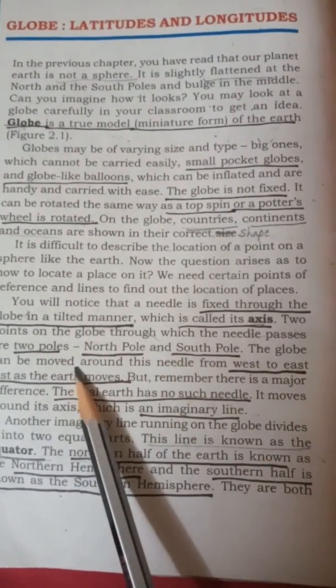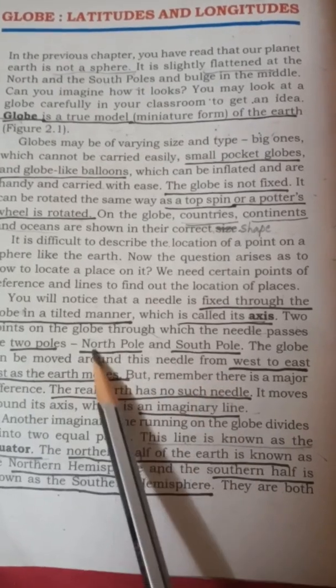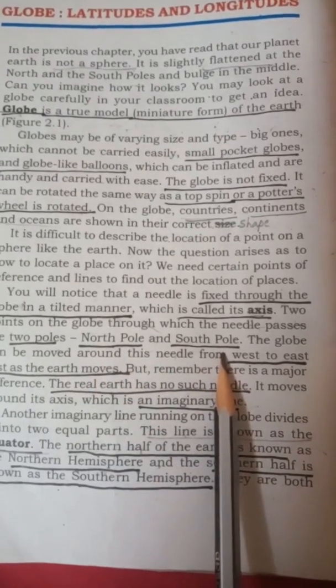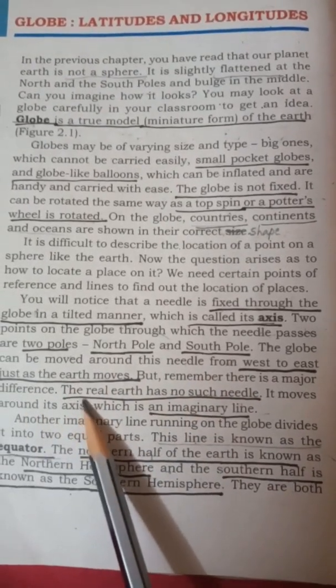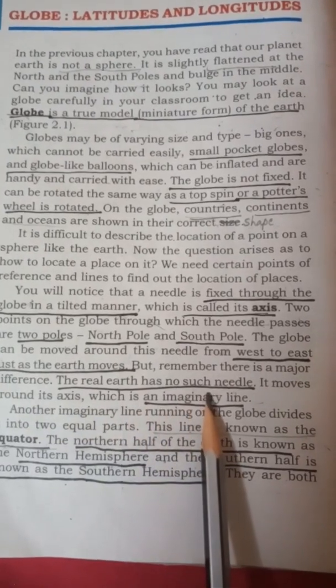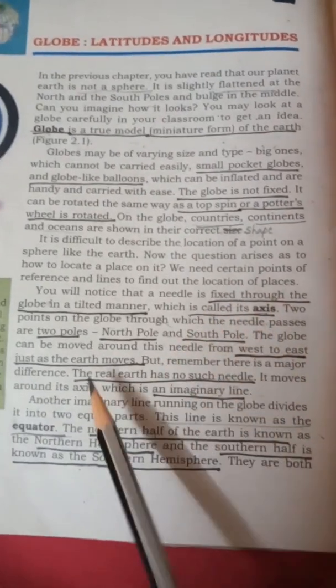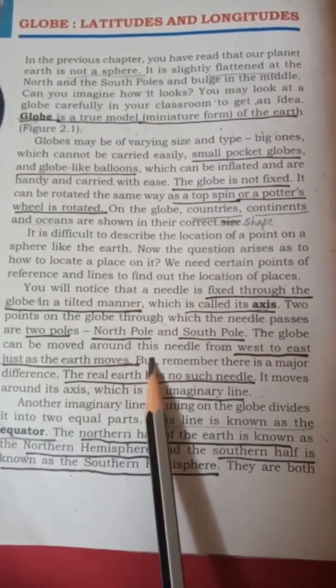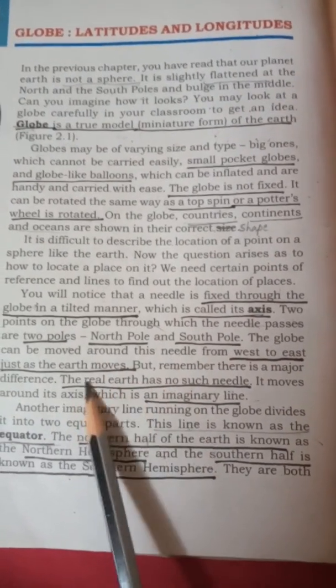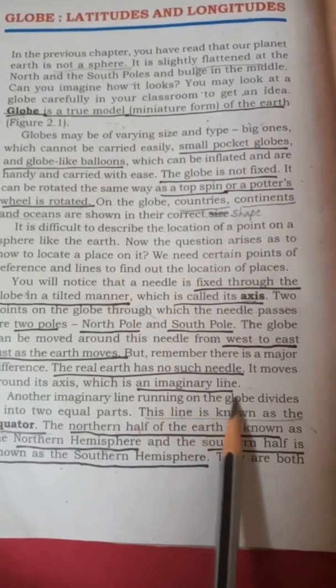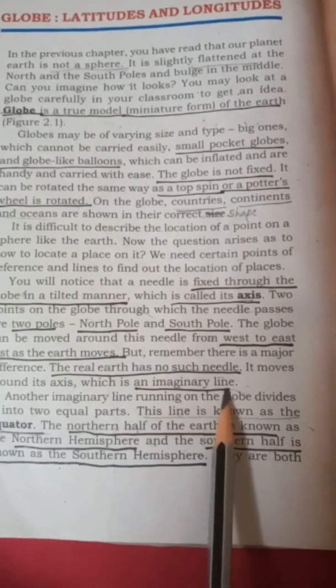The 2 points of the axis are North Pole and South Pole. Now, it is not a real line or needle. This axis is not really there in the globe. Actually, this is an imaginary line.